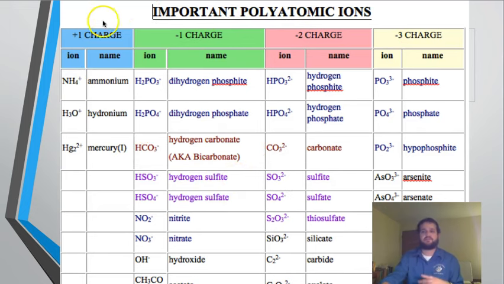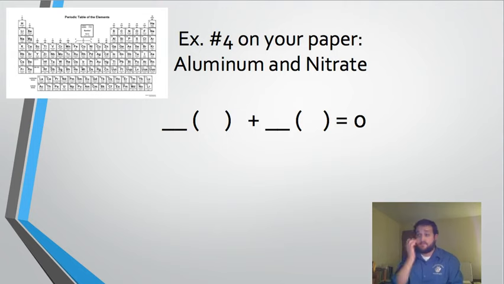So go ahead and turn to page 5, Roman numeral 5, that's a V, of your packet, and let's take a look at this together. We're going to look at example 4 on page 5. So in number 4, we're asked to put together aluminum and nitrate. Now, when you're given these, you're not always going to be told, hey, you have a polyatomic ion here. So you have to kind of think of it.